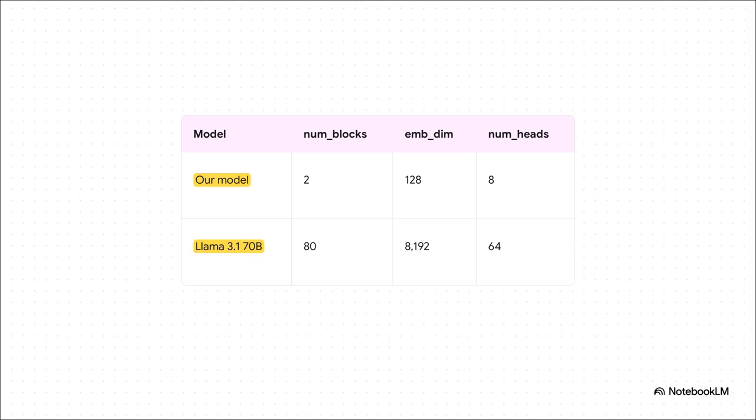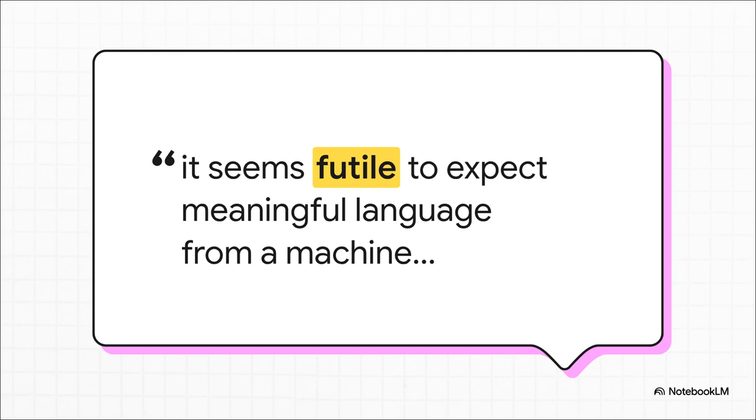And to really put that scale into perspective, just look at this. The little toy model we've been building in our heads might have, say, 2 processing blocks and a meaning map of 128 dimensions. Llama 3.1 has 80 blocks and a map with over 8,000 dimensions. We're not just in a different league here, we're playing a completely different sport. And this enormous scale, it led to a total shocker.